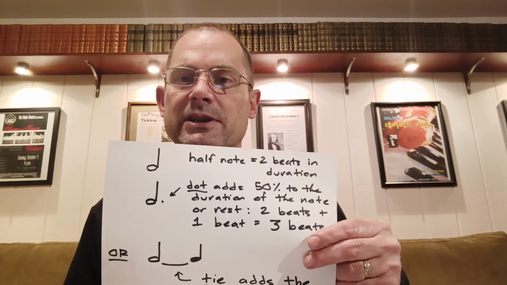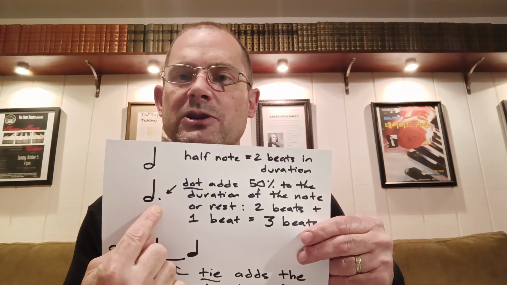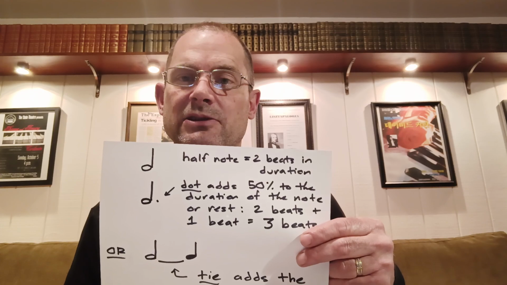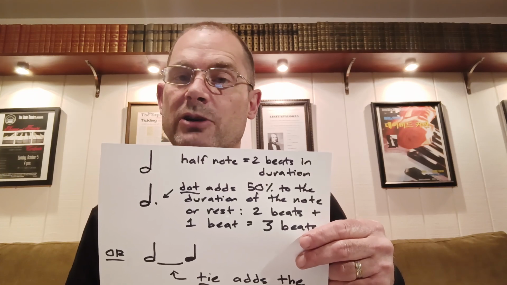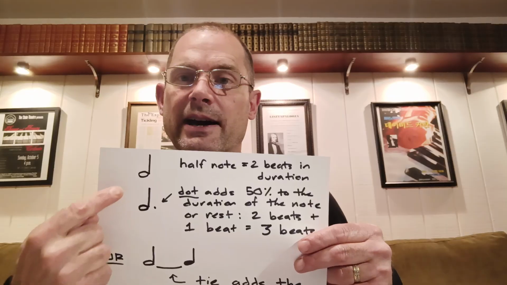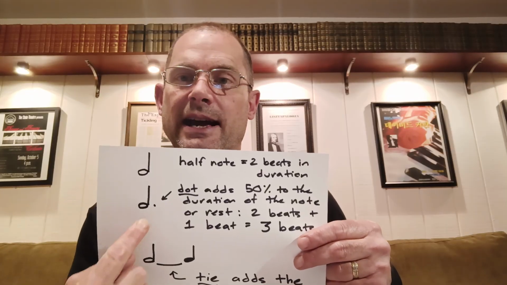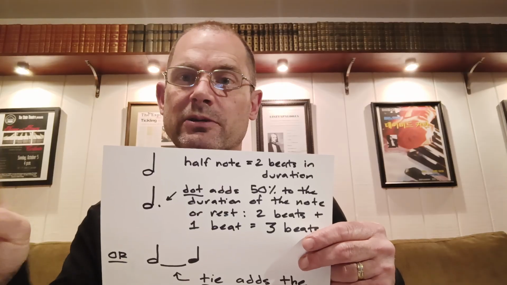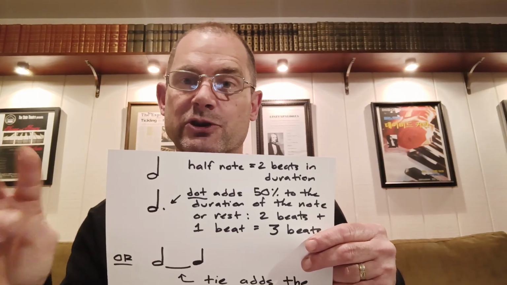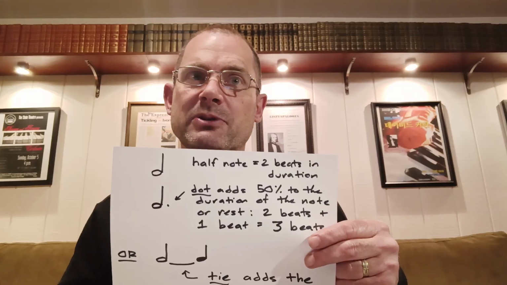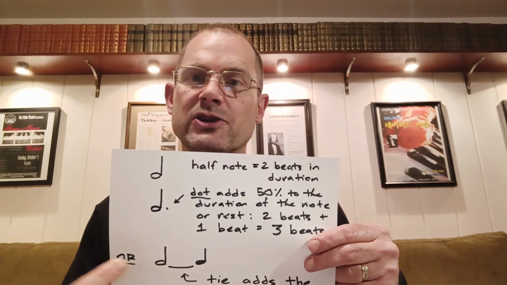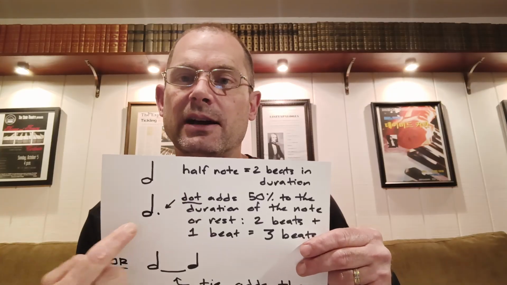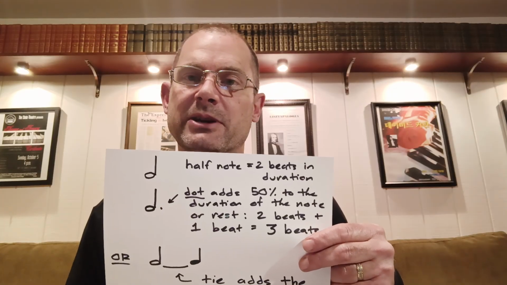2 ways of dealing with this. First of all, we can use a dot. A dot adds 50% to the time value of a note or a rest. So if I have, let's say, a half note, and I add a dot to it, I say, well, 50% of 2, which is a half note, lasts for 2 beats. 50% of 2 is 1. So I'm adding 1 beat to the 2. The result is a note that lasts for 3 beats.